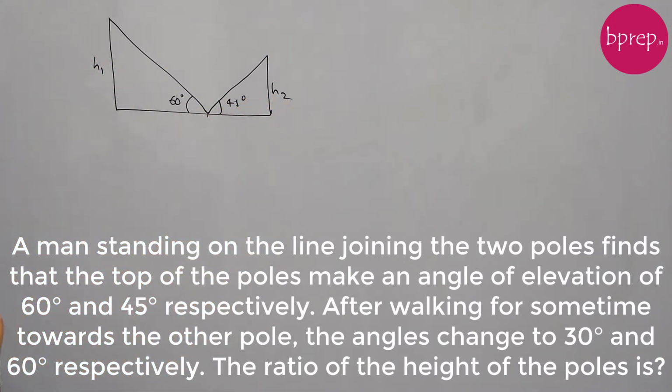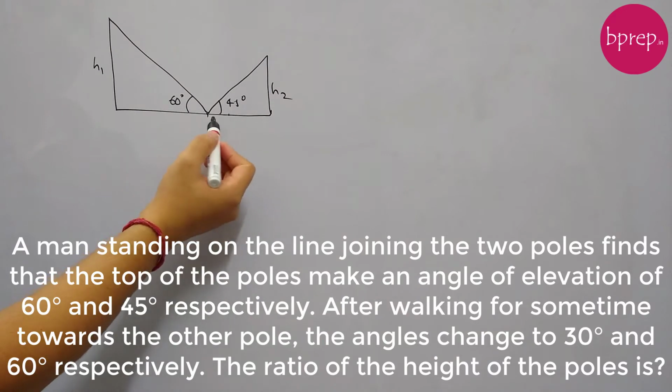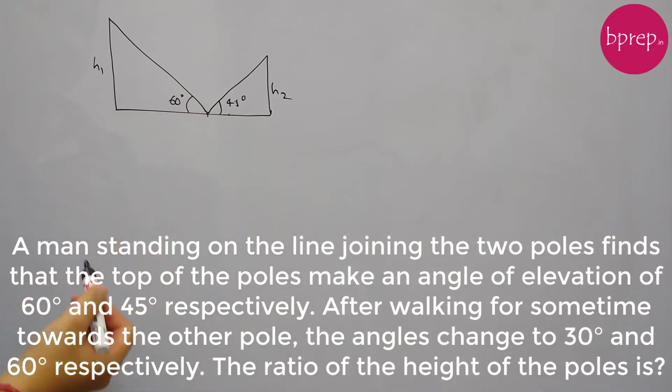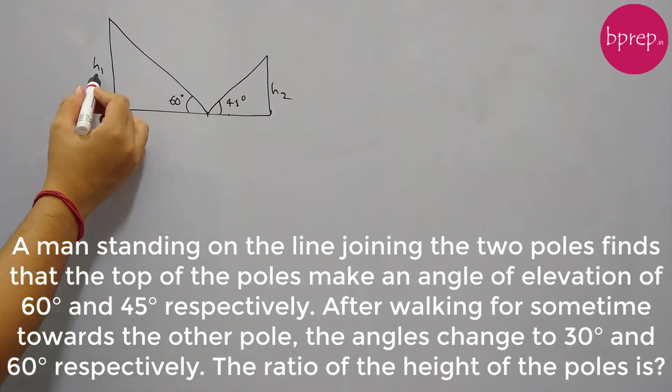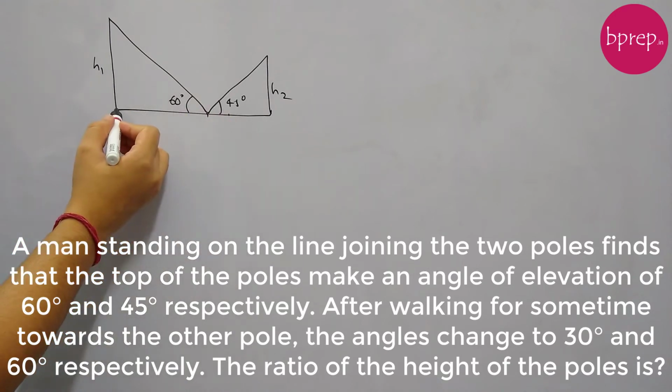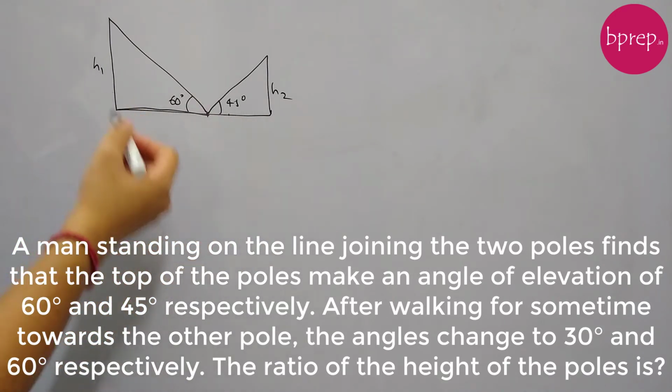Okay, after walking some distance, the ratio of height of the poles, we need to find the ratio of height of the poles. So one thing is for sure, the person is moving from this point to a different point, and then the angle of elevation changes. So the clue in this question is we need to proceed on the line where, using the height of the pole, we need to find the distance between these two poles, and then add up.